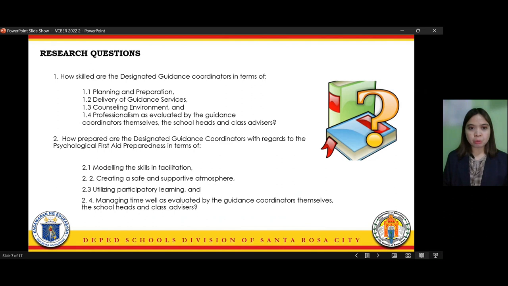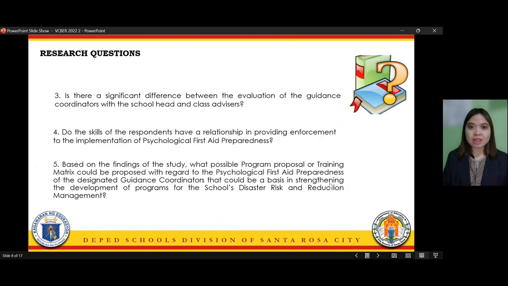For our research questions, number one, how skilled are the designated guidance coordinators in terms of the following variables? Number two, how prepared are the designated guidance coordinators with regard to psychological first aid preparedness in terms of the following variables indicated below? Number three, is there a significant difference between the evaluation of the guidance coordinators by the school heads and class advisors? Number four, do the skills of the respondents have a relationship in providing enforcement to the implementation of psychological first aid preparedness? Number five, based on the findings of the study, what possible program proposal or training matrix could be proposed with regard to the psychological first aid preparedness of the designated guidance coordinators that could be a basis in strengthening the development of programs for the school disaster risk reduction and management?